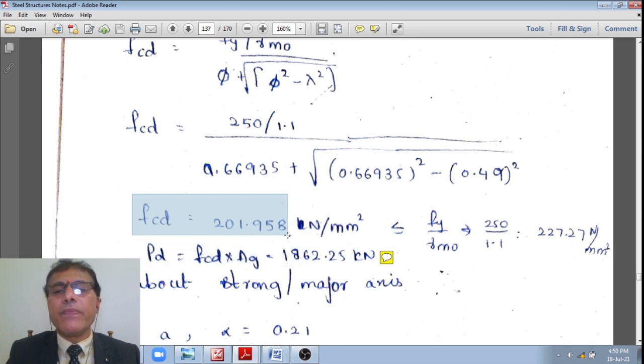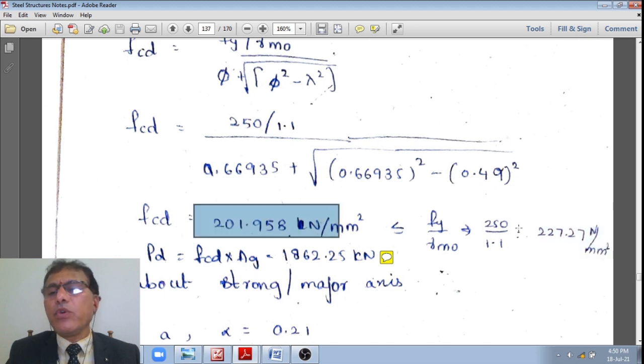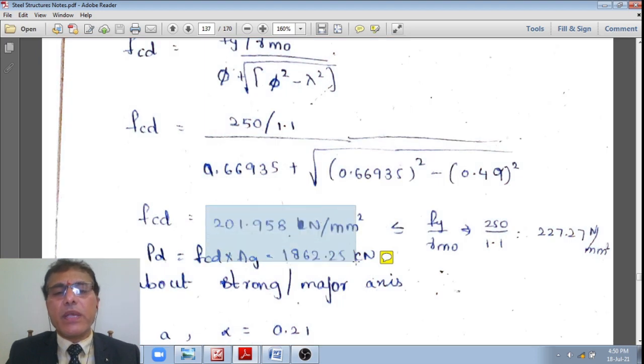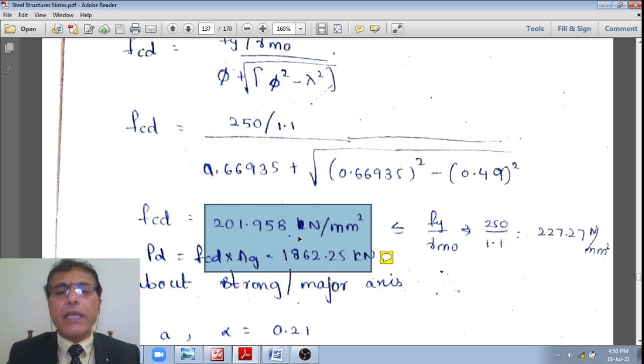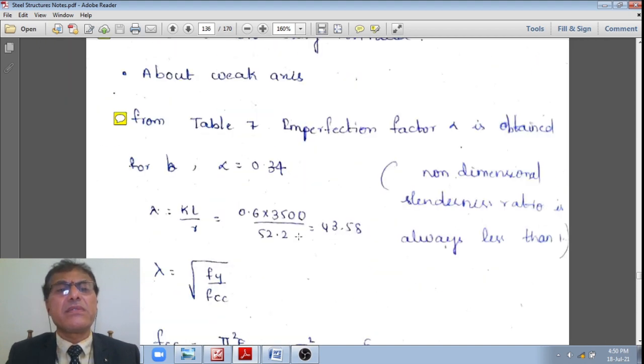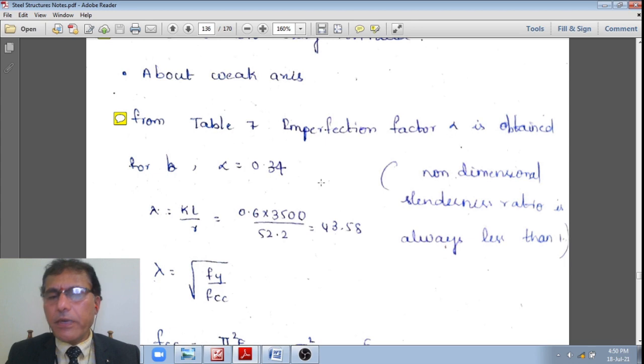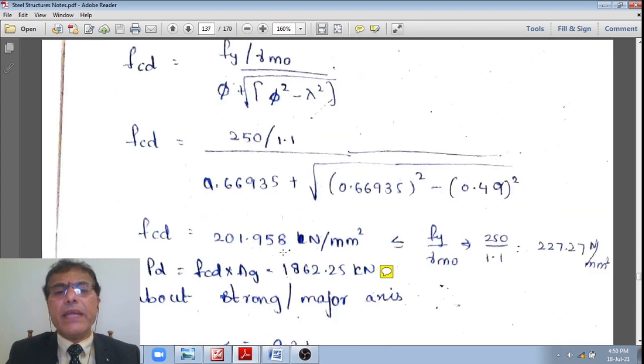Let us say after calculation you got some value as 231.96. Then it is not advisable; you restrict that value to 227.27 only. Don't use 231.96, but use 227.27 only. Now this value is okay. Hence, substituting, I'll get 201.958 multiplied by the area of the section, which we have already seen in the previous case as 9221, multiplied by 10 to the power minus 3. It works out to a value of 1862.25 kilonewton only.